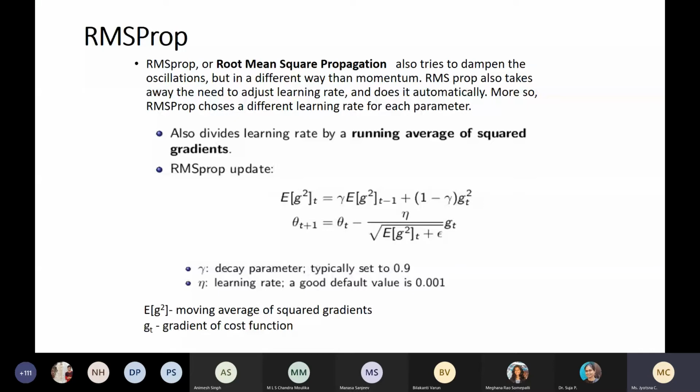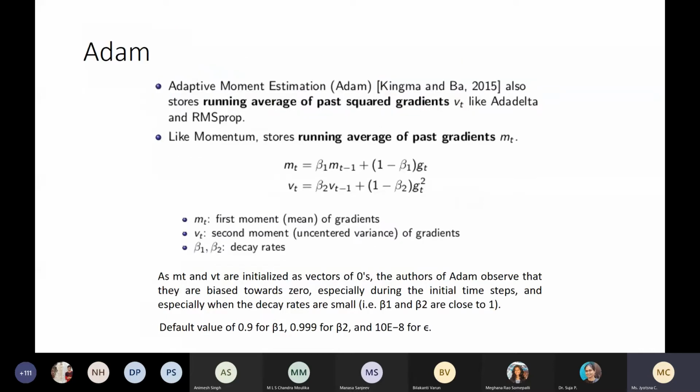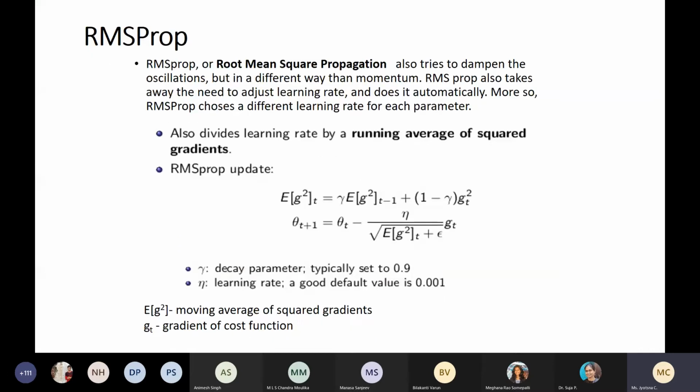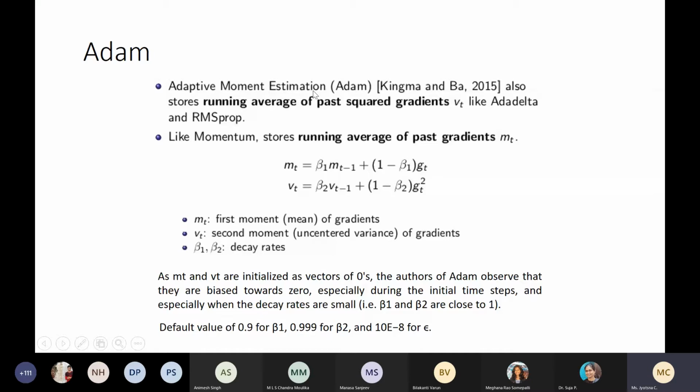So you can see how the formula got updated. And why is the name root mean square propagation? Hope you understood: the learning rate is divided by the root of the mean square. Because we are finding the root mean square, the name is root mean square propagation, RMS prop.